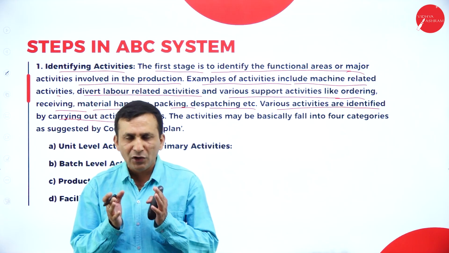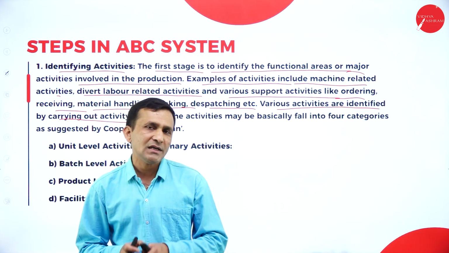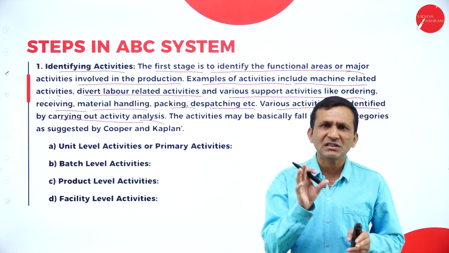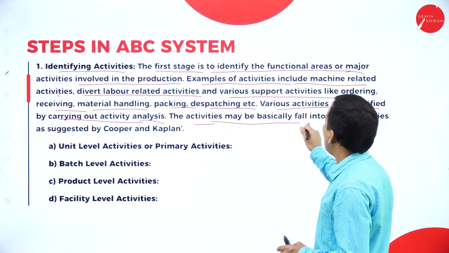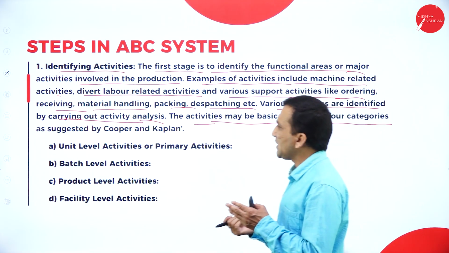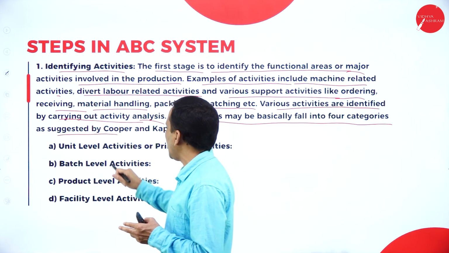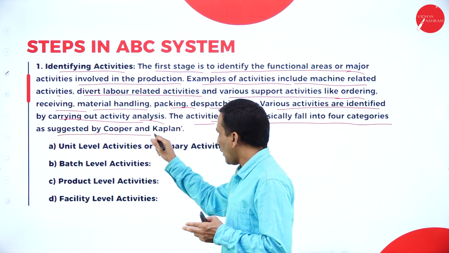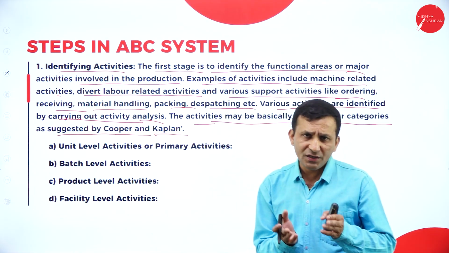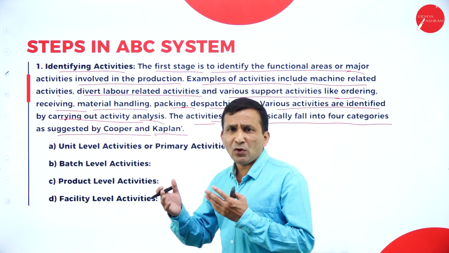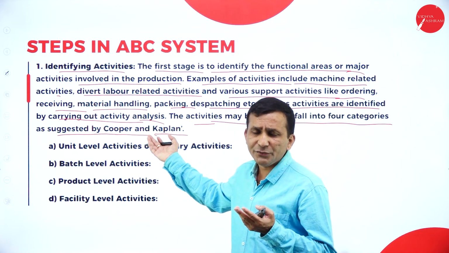We need to identify the major activities going on in the respective department, and how much you are charging, which is nothing but cost pooling. The activities basically fall into 4 categories as suggested by Cooper and Kaplan. Cooper and Kaplan are professors at Harvard University, and they developed this activity-based costing.